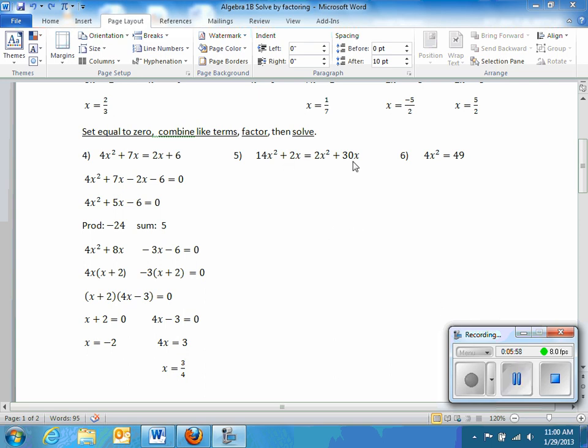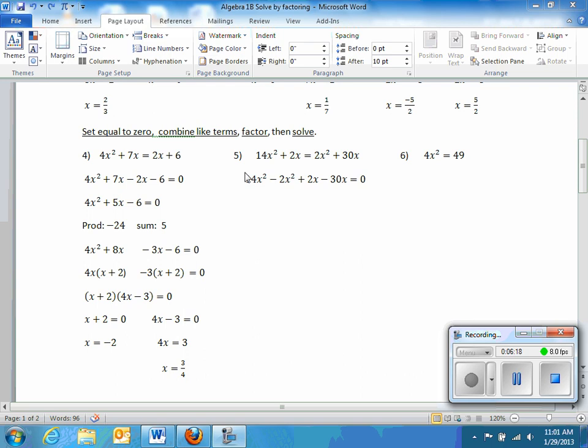All right, let's move on to the next problem. Again, the steps are always the same. Set equals 0, combine like terms, factor, and then solve. So setting this equal to 0, notice the 2x squared now is negative 2x squared because we crossed the equal sign. The 30x is now negative 30x because we crossed the equal sign.